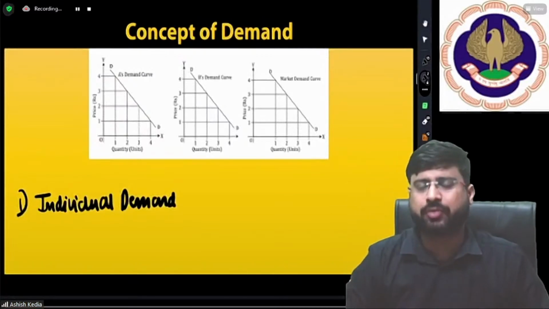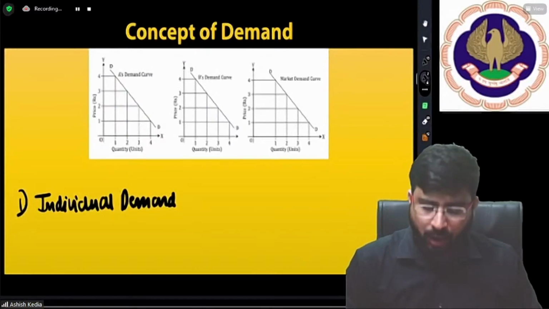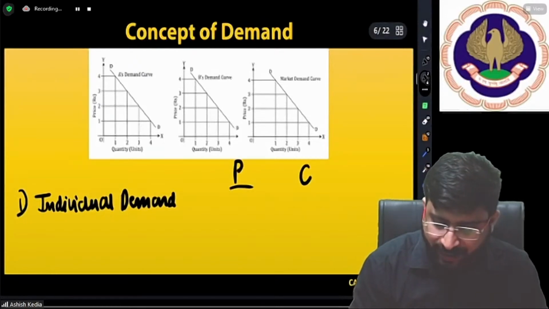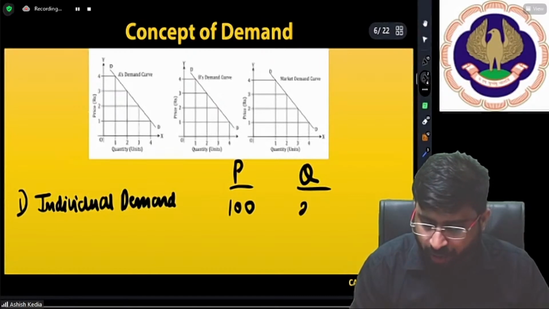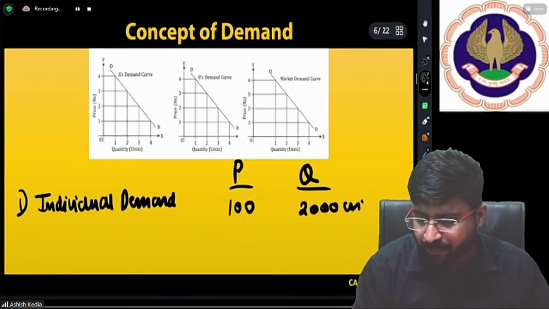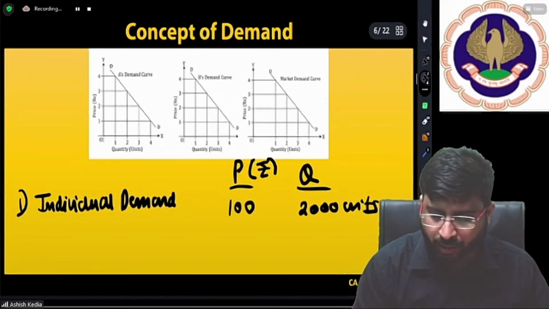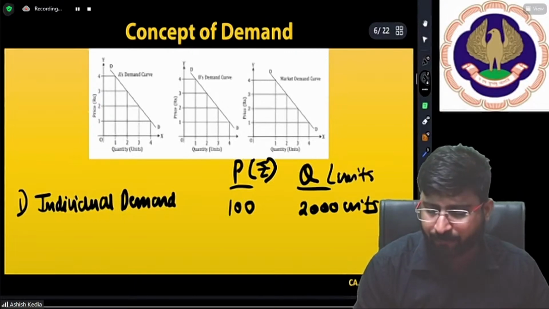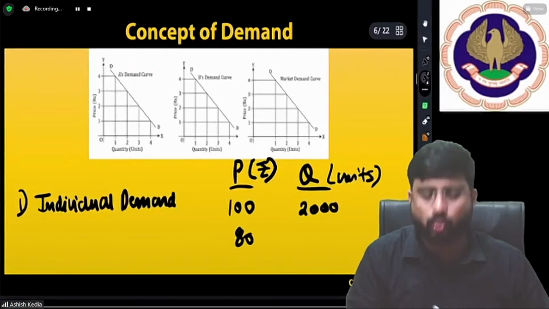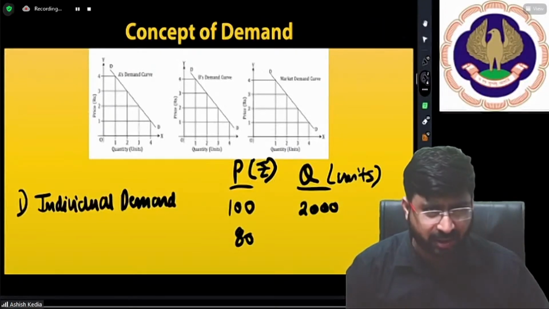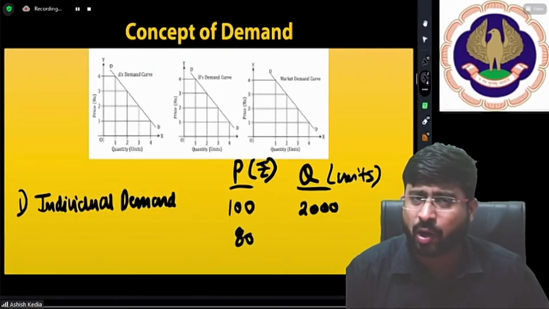Guys, you all tell me what will happen. Let's say we talk about a particular product. Price is here, quantity is here. If price is rupees 100, let's say quantity demanded is 2000 units. Price is in rupees, quantity is in units. Now you all tell me, what do you think will happen if price reduces to 80? Will quantity remain the same? Will it increase or will it decrease?